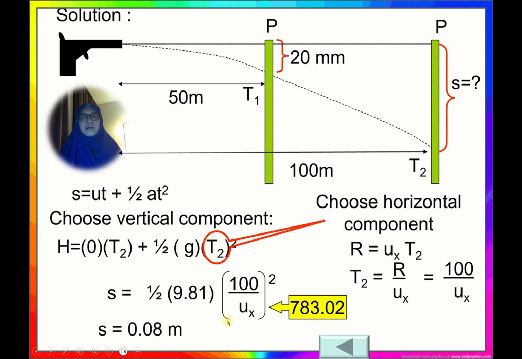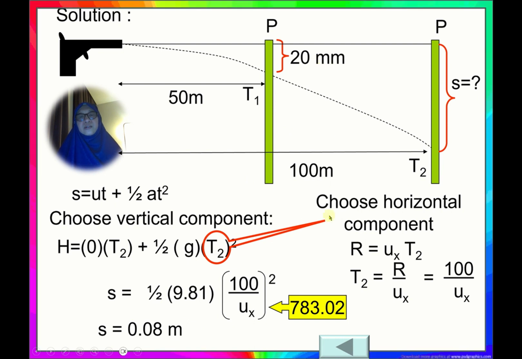Okay, you can answer it in meter, or to compare with this 20 millimeter, you can convert it to 80 millimeter. Okay, so same answer. It's up to you which solution to use.